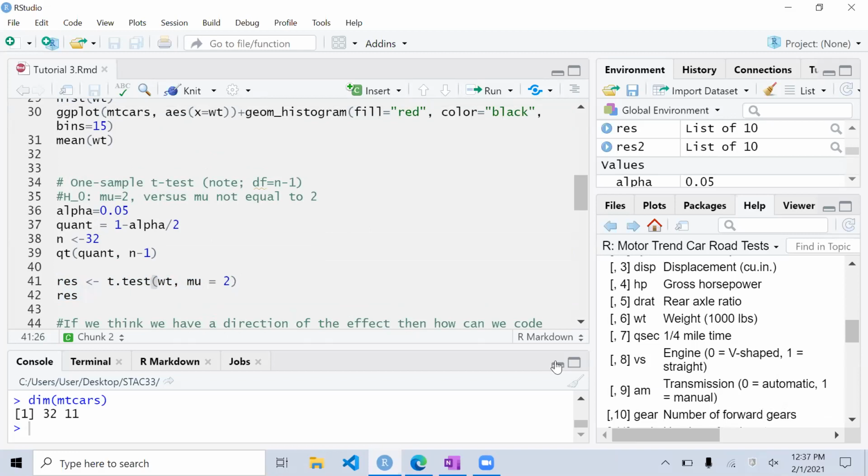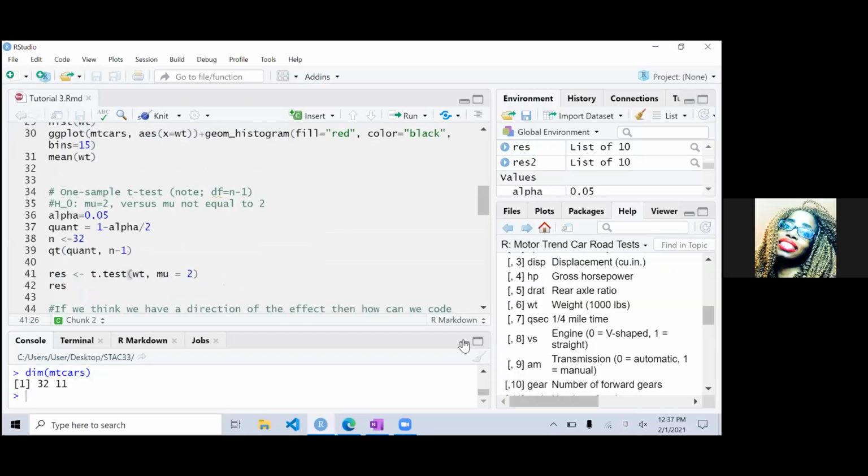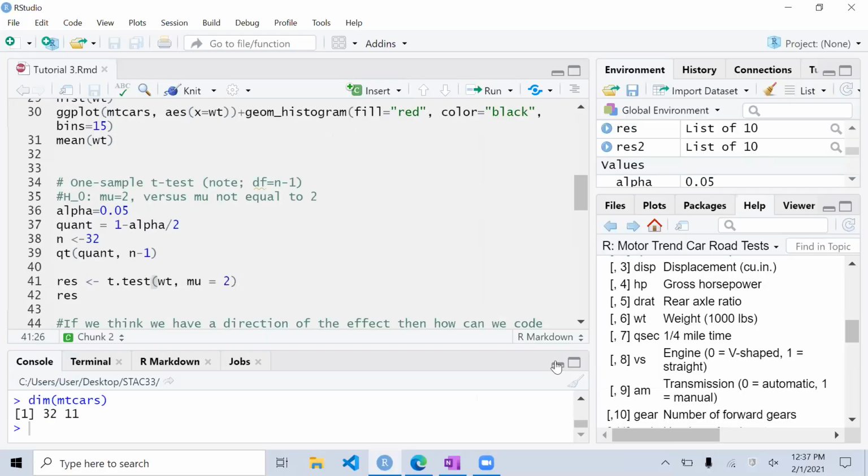So we should only do a one-sided test when we have some kind of evidence that leads us to believe we have a direction of the actual effect. Otherwise, many scientists tend to use a two-sided test just to be conservative, because a one-sided test, as you'll see shortly, is actually a less conservative test, right?